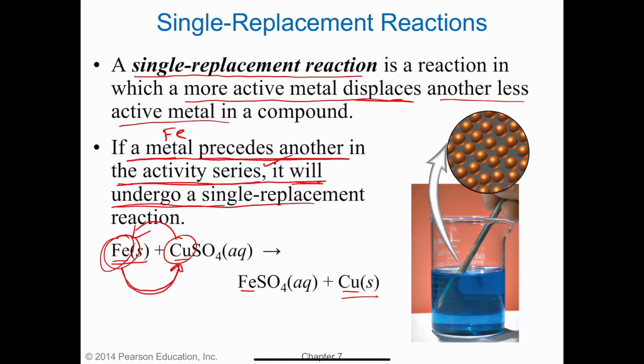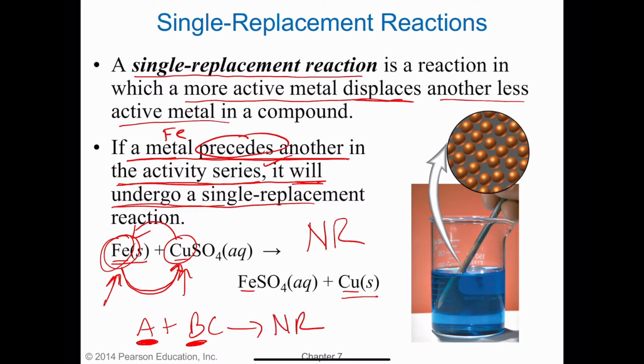You can take any example. If the solid metal precedes or appears before, if it's earlier in the list compared to the one that's already in the compound, then you will get a reaction. If the solid metal appears after the other one in the list, then we would put NR for no reaction. So you'd have A plus BC, and we're saying that if this solid metal A was after the element B in the list, then we would say NR for no reaction to say that nothing's going to happen.